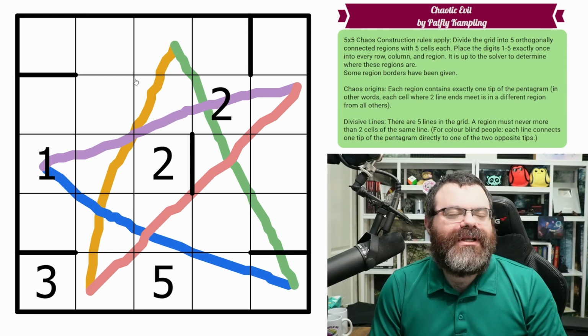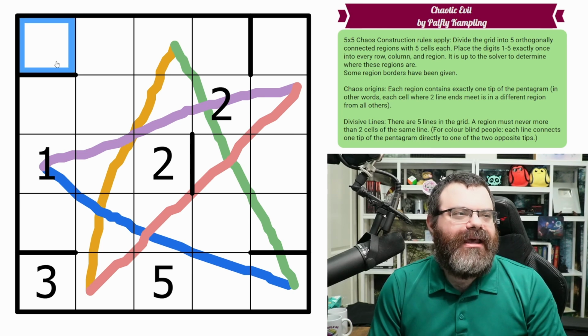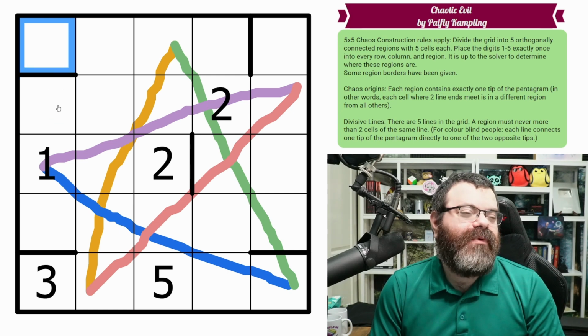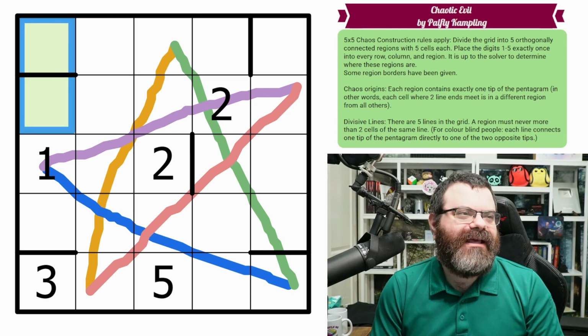So first of all, some of the region borders have been given. Basically what this is saying is these two cells must be in different regions from each other because we have to have a border between them. So if I make this a green region, this cannot also be the green region. That violates our border there. We shouldn't have had that border.